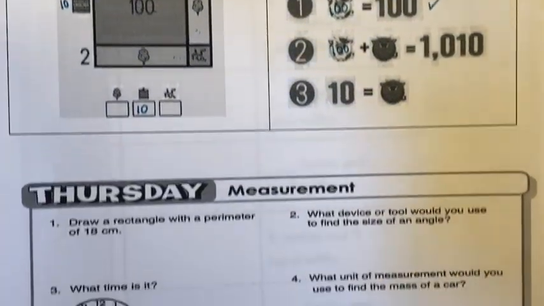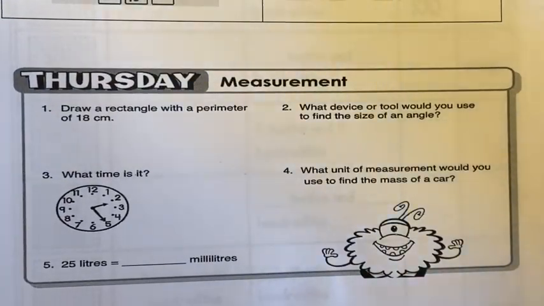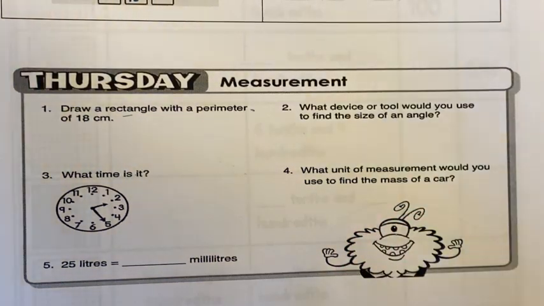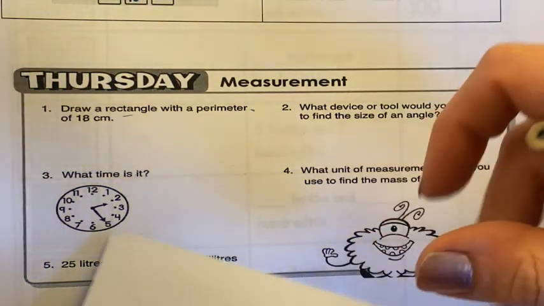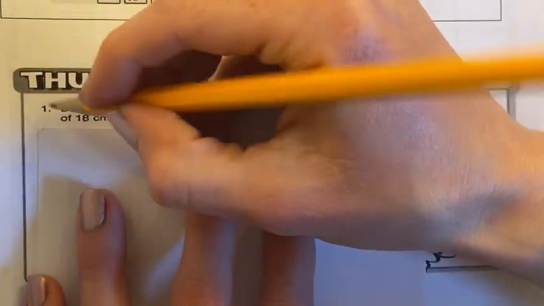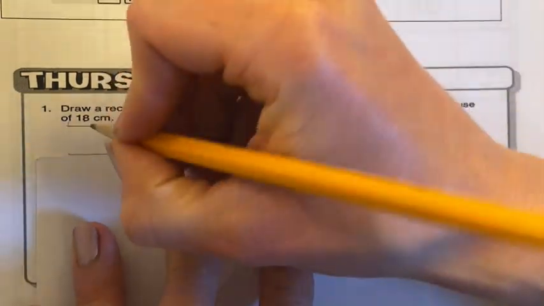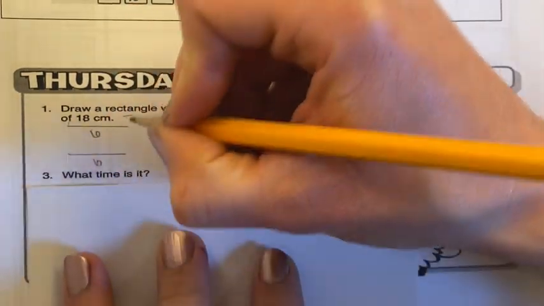Okay, now we're going to move on to Thursday. It says draw a rectangle with a perimeter of 18 centimeters. Now you could do this any number of ways. There are many different ways to draw a rectangle with a perimeter of 18 centimeters. Remember perimeter, it just has to add up to 18 around the outside. So I'm going to draw one right now as an example. These are 6 and 6, so I'm at 12.